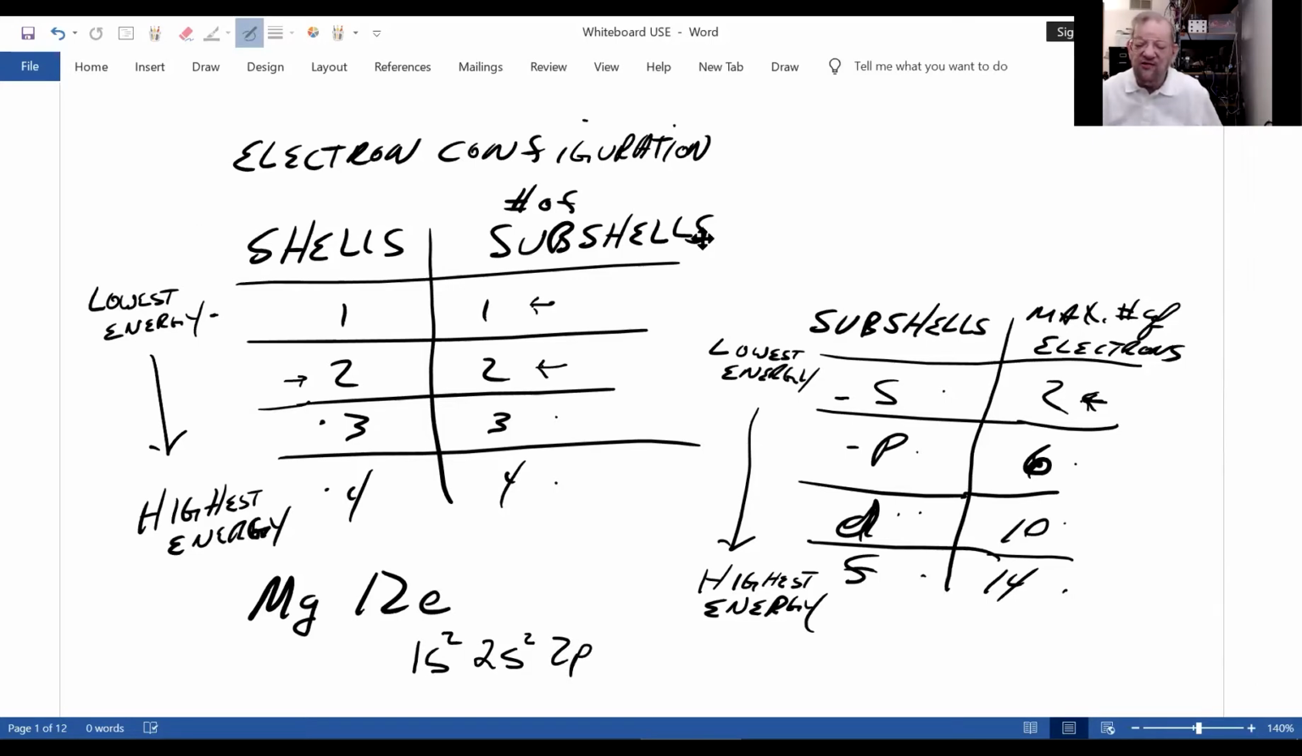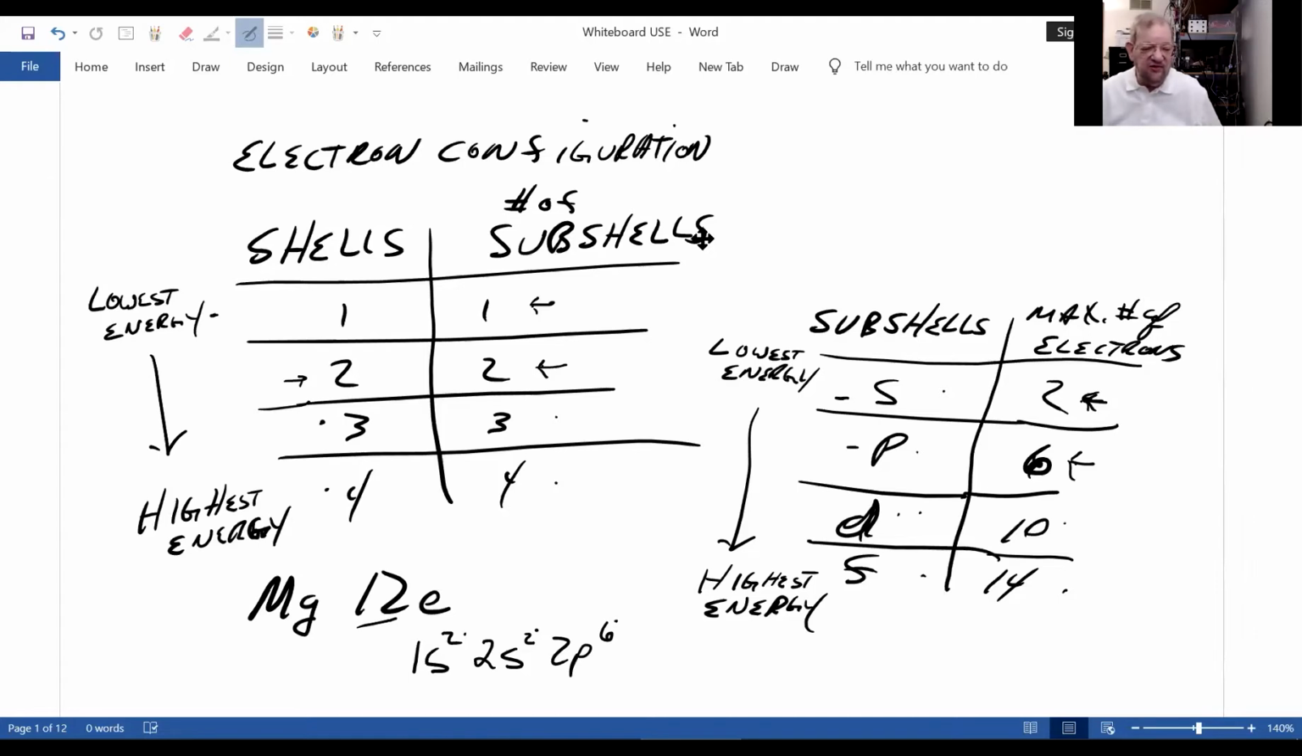Well, how many electrons can I put in any p orbital? And the answer is 6. Well, I'm going to do that because I have 6 I can put in there. Now I have 2 + 2 + 6, 10. I'm trying to get to 12. I have 2 more left.